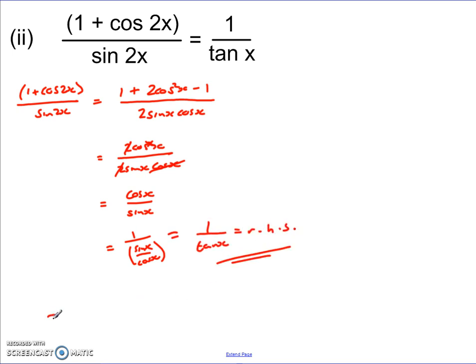So I can then say therefore 1 plus cos 2x over sin 2x equals 1 over tan x. It's definitely true now. I've shown it. That's the identity proven.